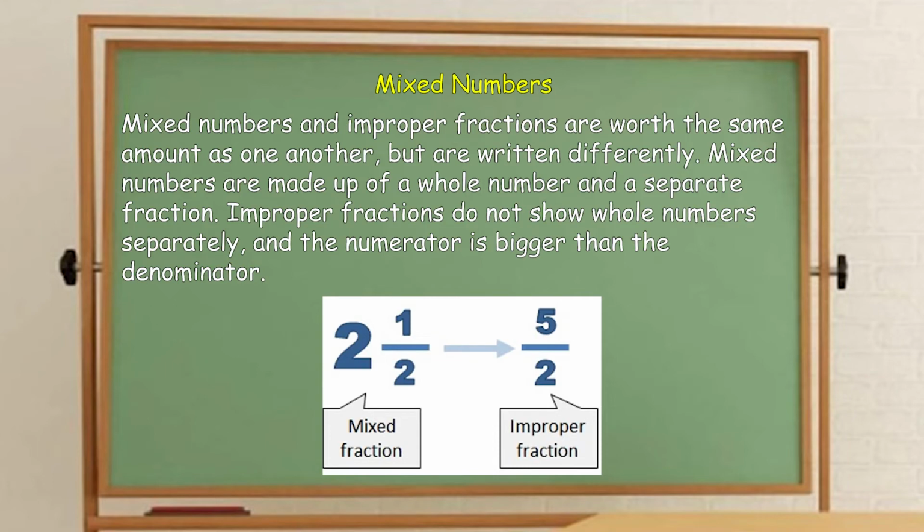When looking at mixed numbers, it is important to note that mixed numbers can also be converted into improper fractions. However, they are both worth the same. They're only written differently. Mixed numbers are made up of a whole number and a separate fraction, while improper fractions do not show whole numbers separately. Instead, the numerator is bigger than the denominator. For example, let's look at the mixed number 2 1/2. If that number were to be converted into an improper fraction, the improper fraction would be 5/2.